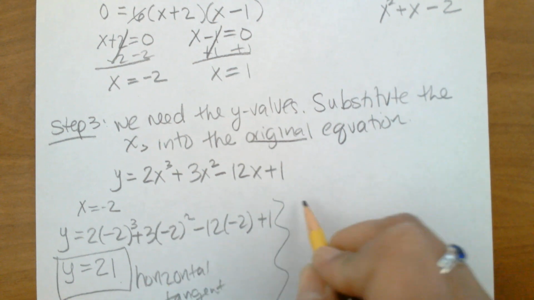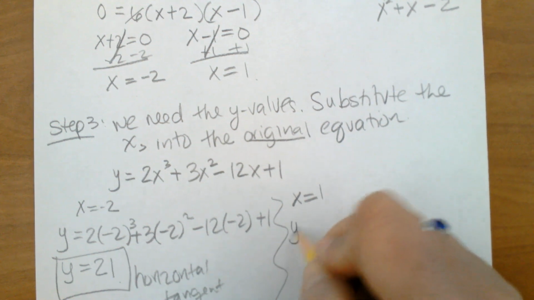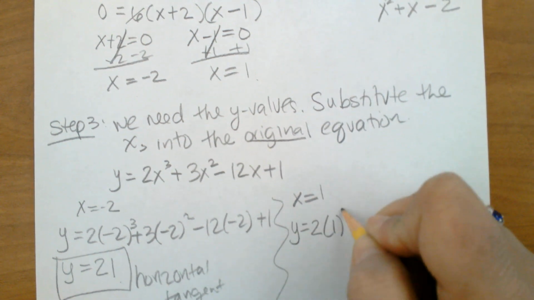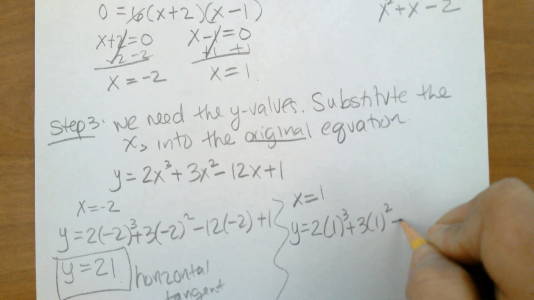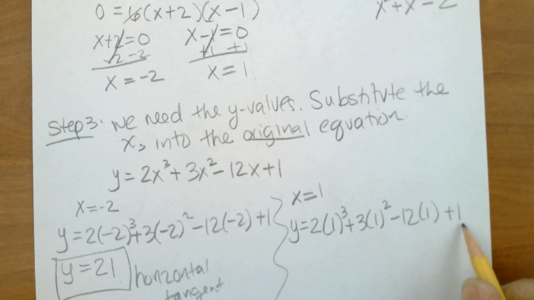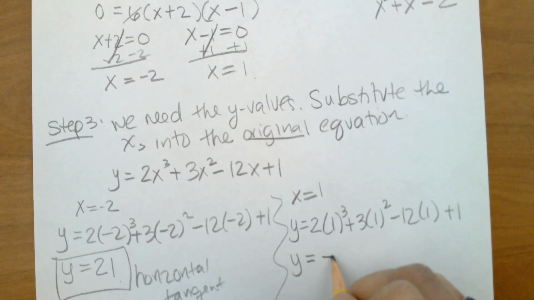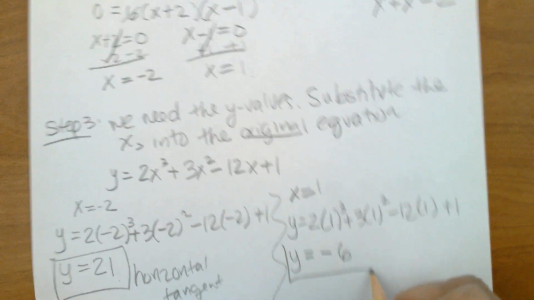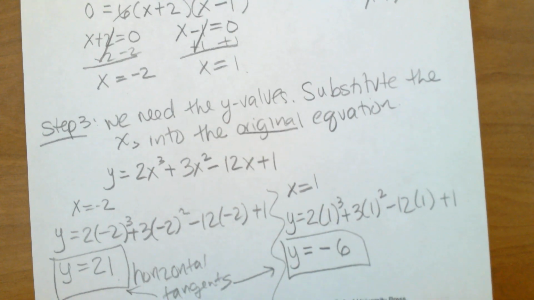And now we're going to have to do the same thing for the other one, x equals 1. So y equals 2 times 1 cubed plus 3 times 1 squared minus 12 times 1 plus 1. And again, if you put all of that into the calculator, you're going to come out with y equals -6. And that is my second horizontal tangent.